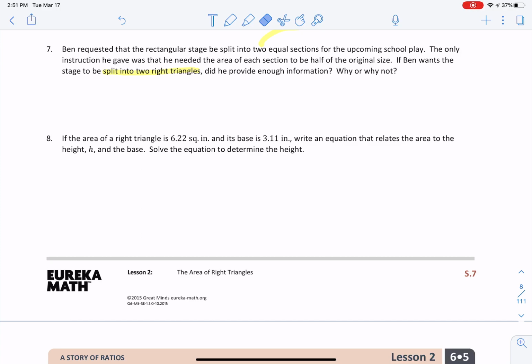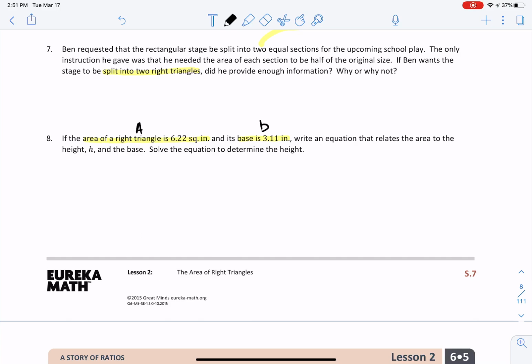Question number 8. The area of a right triangle is 6.22 square inches. All right, I kind of know what this problem's about already. They're going to give me some information, and they're going to ask me to find the missing piece. They just told me the area. And they're telling me the base. The base is 3.11 inches. Write an equation that relates the area to the height, h, and the base. Solve the equation to determine the height.